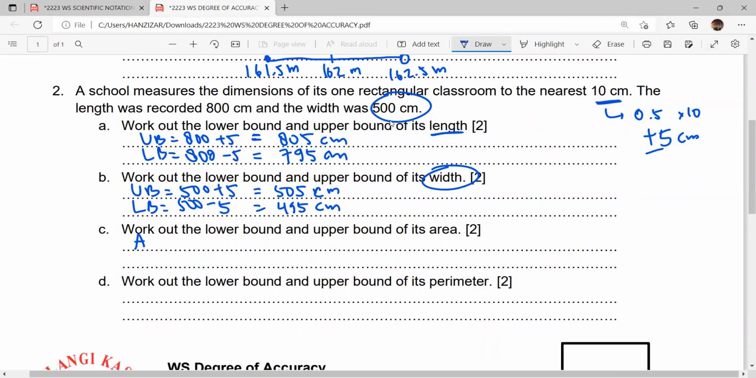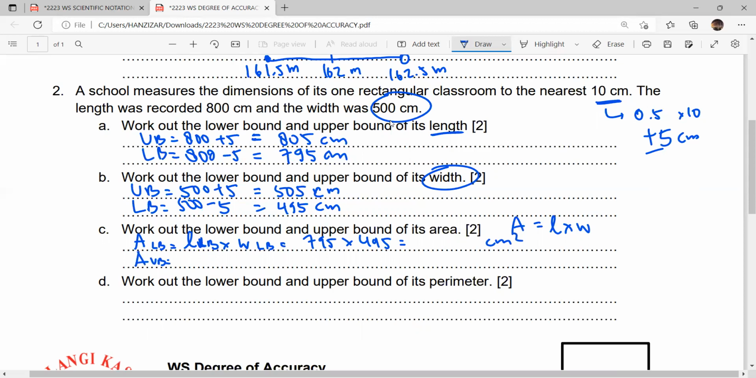So calculate the area. What is the formula of area? Length times width, right? But we are calculating the lower bound area. Okay, then length of lower bound times the width of lower bound, or the lower bound of width times the lower bound of length. Okay, you multiply 795 times 495. You will get something cm square. You may use your calculator later on.